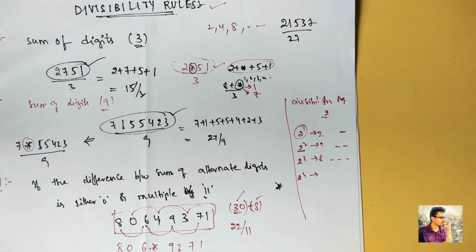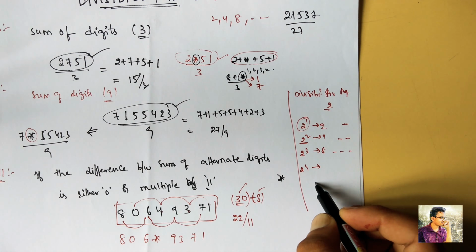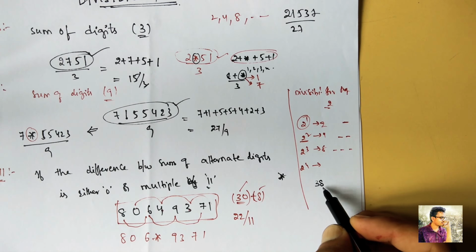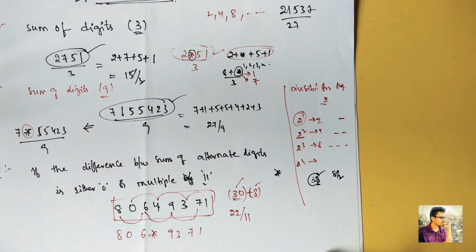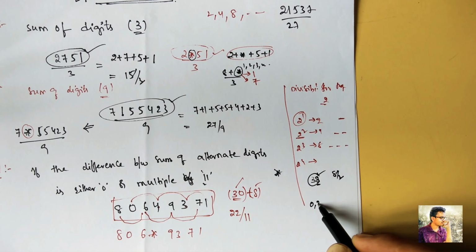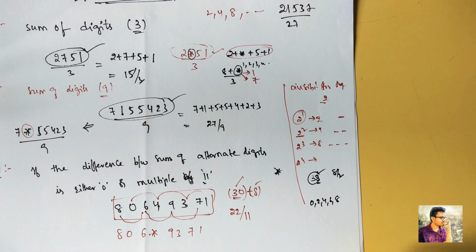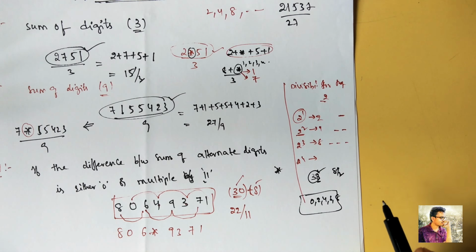For example, if he asks whether 38 is divisible by 2 or not, then you should check the last unit digit 8, which is divisible by 2. So this number is divisible by 2. Or simply you can say that if the unit digit is an even number, that is 0, 2, 4, 6, 8, then the number is divisible by 2. This is also one of the easy tricks to say whether a number is divisible by 2 or not.